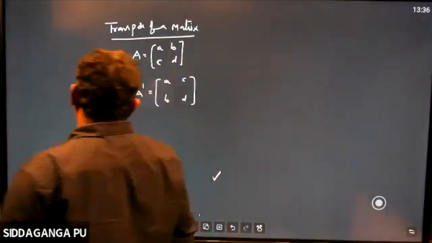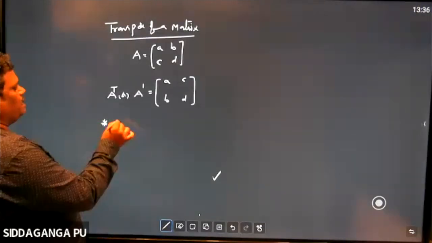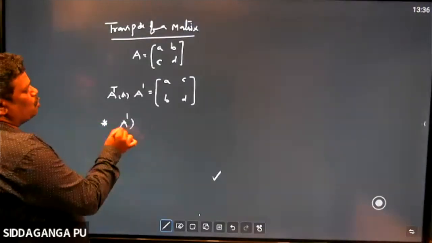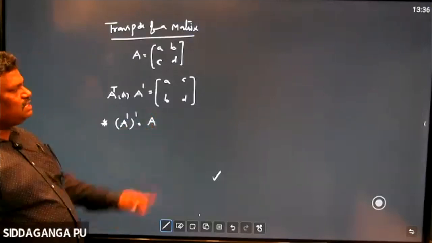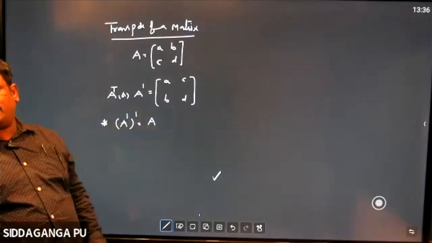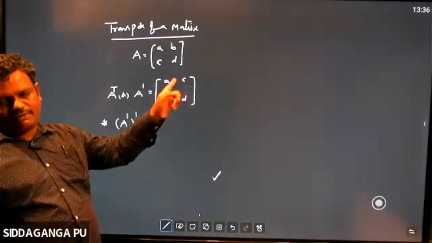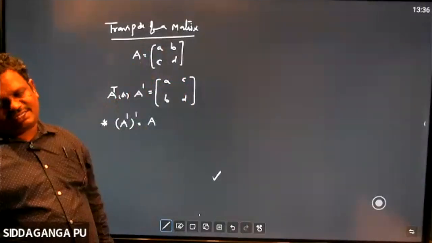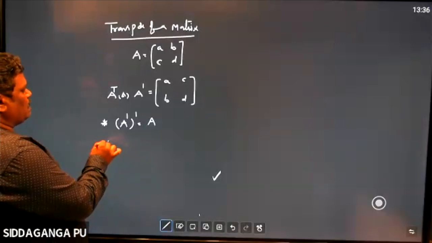Here are important points: the properties of the transpose of a matrix. First, A dash whole dash is nothing but A. This is the transpose, and if we apply the transpose again, rows are converted into columns and we get the same matrix. That's why (A transpose) whole dash is equal to A.